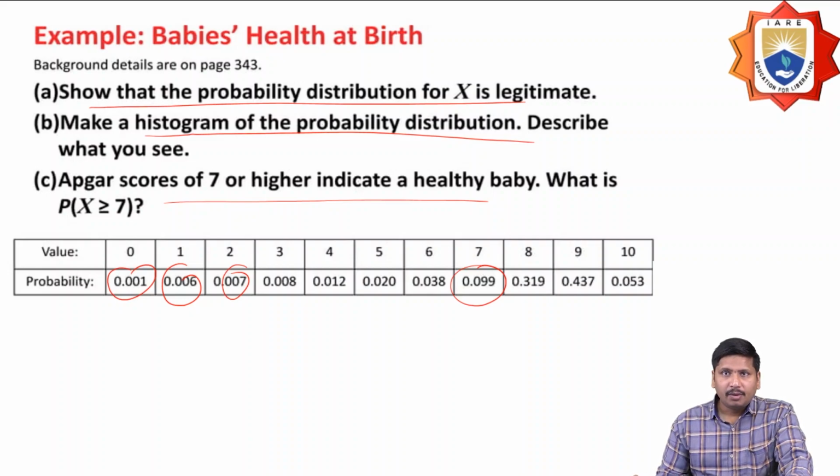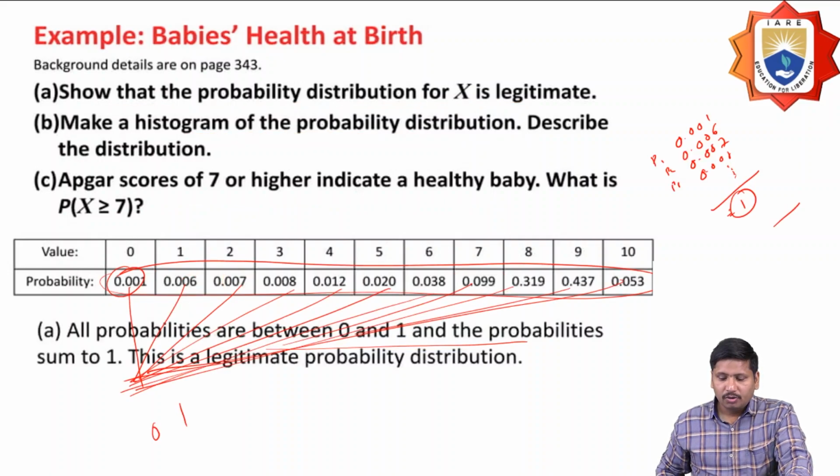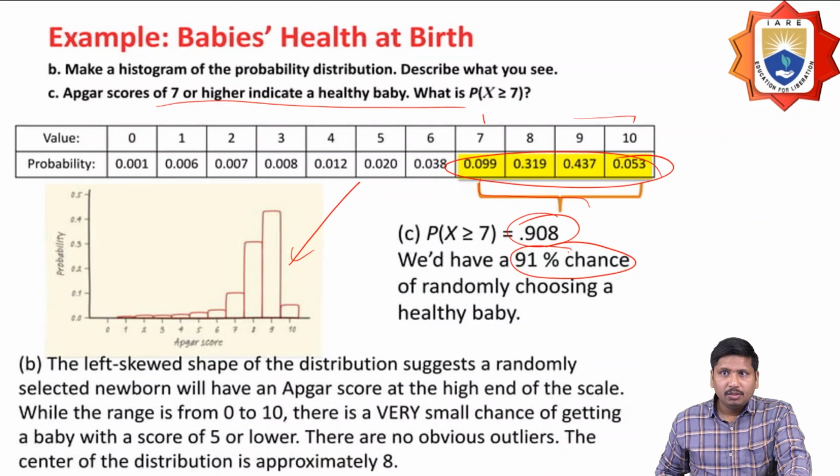So I take an example of baby's health. Here I'm going to calculate the probability value of x that should be greater than 7. For this, initially I have to check 2 requirements. The first one is that all the probability values should lie between 0 and 1, and the sum of all the probabilities should be 1.